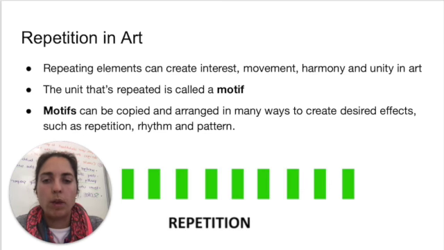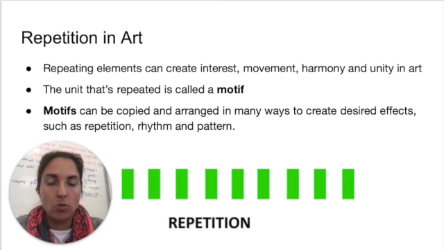When it comes to repetition in art, repetition can be used to create a lot of interesting effects. It can create visual interest on its own. It gives a suggestion of movement. And by repeating something over and over again, it creates a calm sense and a sense of harmony or unity within an artwork.